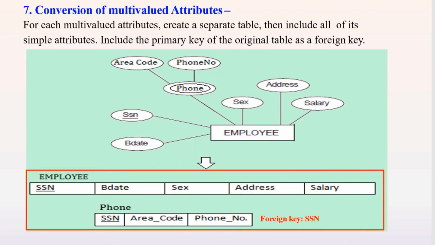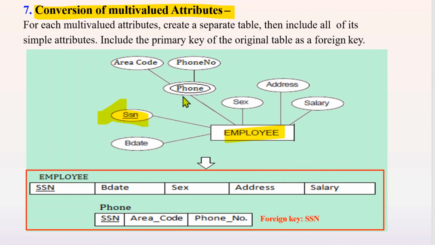In the last rule we have conversion of multi-valued attribute. So how to convert a multi-valued attribute for a strong entity. Here employee is a strong entity with SSN as the primary key and phone number as a multi-valued attribute, because one employee can have multiple phone numbers. For example, one employee is having 2 phone numbers, 3 phone numbers.